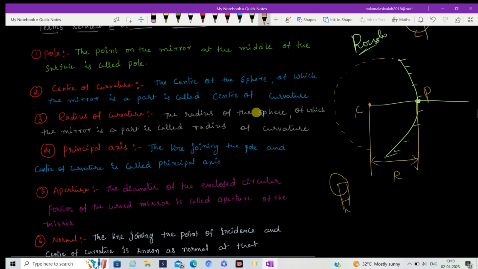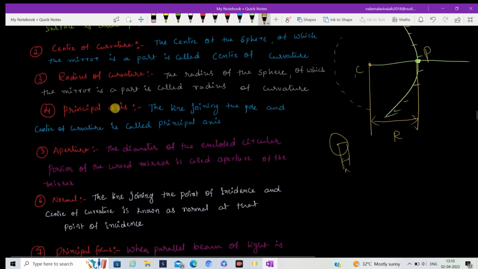So the radius of the sphere of which the mirror is a part is called the radius of curvature. Coming to the principal axis: what is the principal axis? The line joining the pole and the center of curvature is called the principal axis.